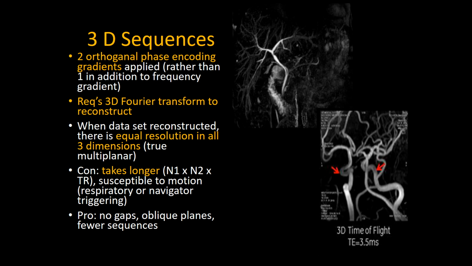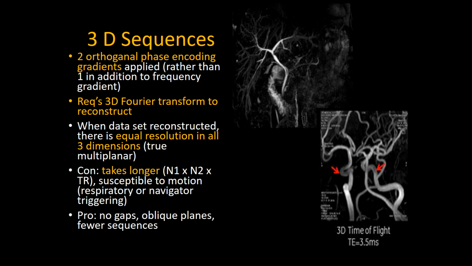Most people cannot hold their breath for sufficiently long for a 3D sequence, so then you have to do a respiratory or a navigator trigger to make it work. What are the pros of it? Well, there's no gaps. You get a whole block of information. You can get weird oblique planes for things that, if you're staging a cervical cancer and the cervix is not in an axial, sagittal, or coronal plane, it's off axis, you can get an image like that.